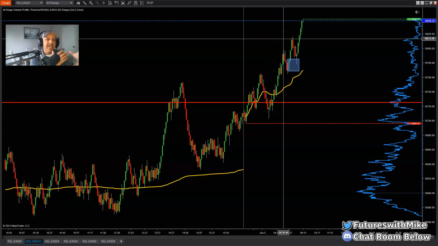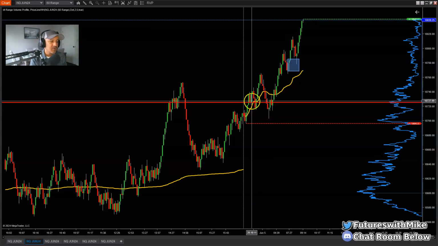But the thing about it is, did it break any area of structure when it came back to the zone, moving back lower, taking out any lows? No, it didn't. Okay, it came to the zone and tapped and moved away. You'll see things like this unfold, especially when the market is trending in a bullish or bearish direction. All right, same thing here. This was the zone right here.